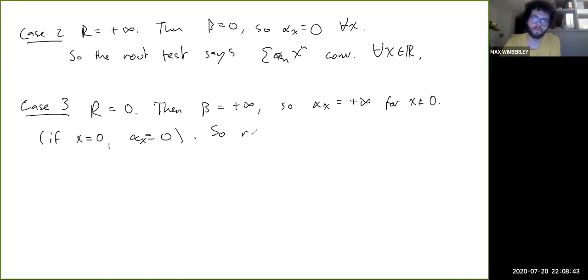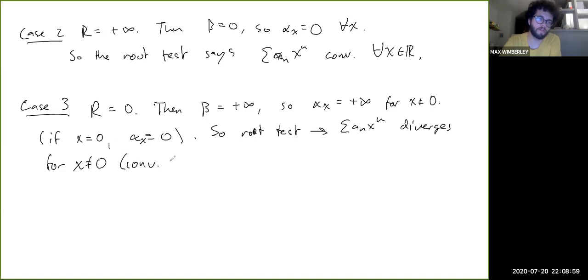So the root test tells us that the series a_n x^n diverges for x not equal to 0. And of course, it converges for x equals 0. Trivially, for x equals 0, it literally just equals a_0, right? Okay, so that's the theorem, right?